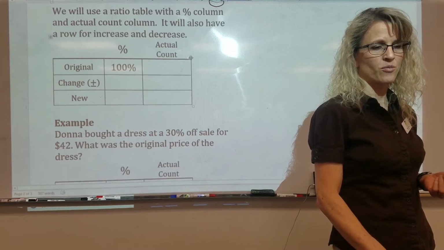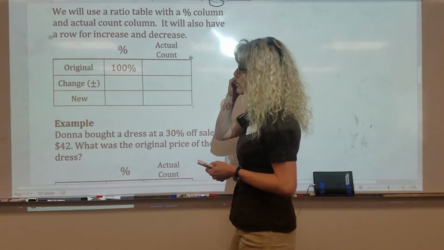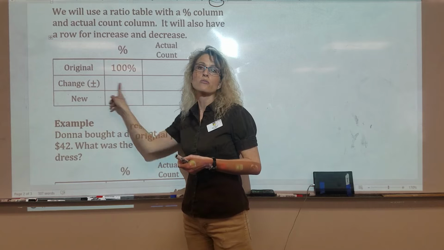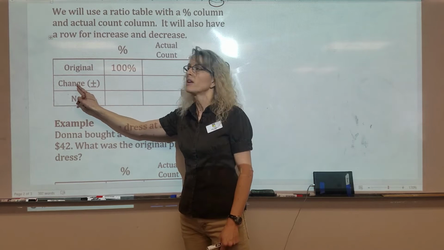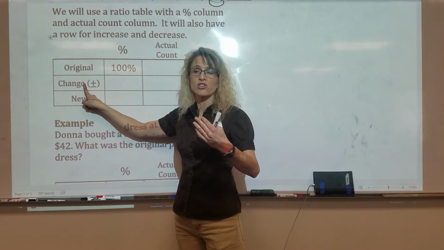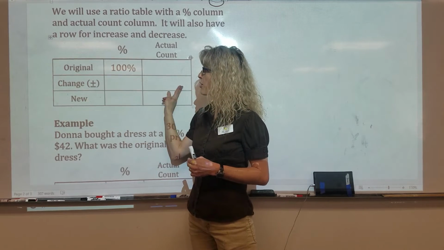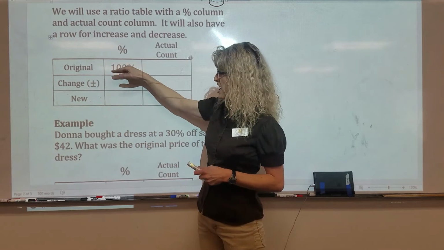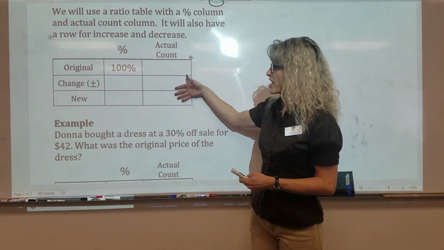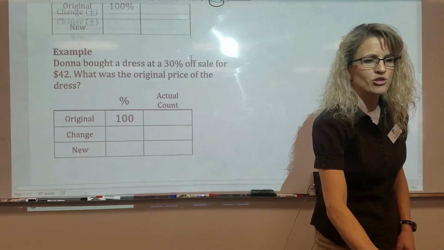So let's try this one. This is what our percent of change table will look like. This is the new row that you get to learn today. When the change in percentage happens, either an increase or decrease, we put a row right here. So it'll start at 100%, we might subtract off 30%, we'll have a new percentage, and then you put your actual count here. So Donna buys a dress.